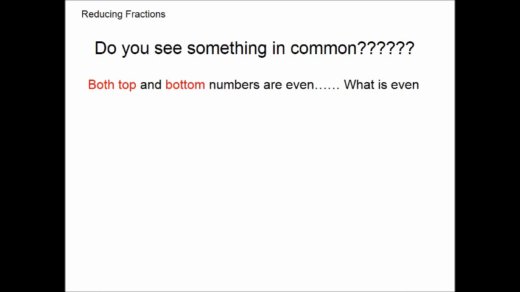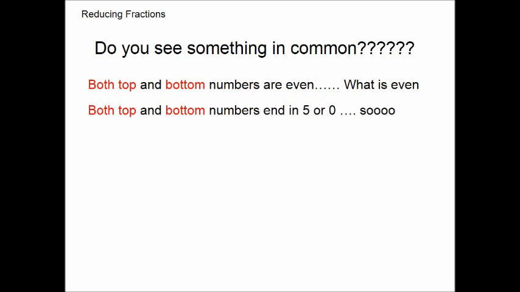First, this one says top and bottom numbers are even. What is even? Even is anything ending in 2, 4, 6, 8, or 0. Top and bottom numbers end in 5 and 0. I took this from earlier, if you remember. Top and bottom numbers end in 5. So we're finding some stuff in common over here.